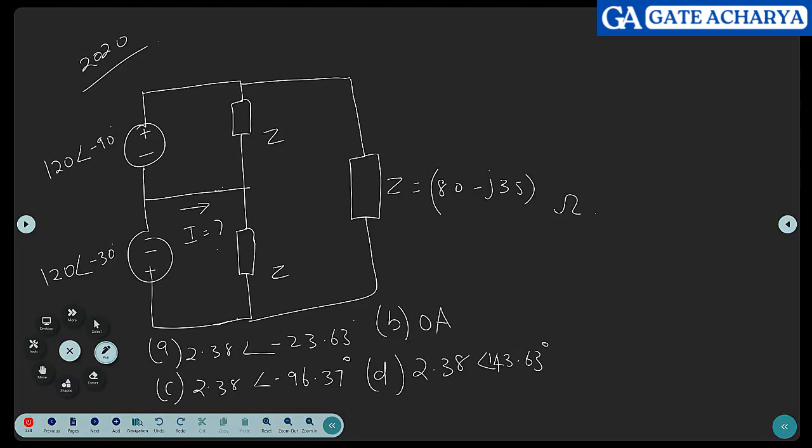Write KCL, sir. That's all, nothing. Just write KCL. KCL for that node.